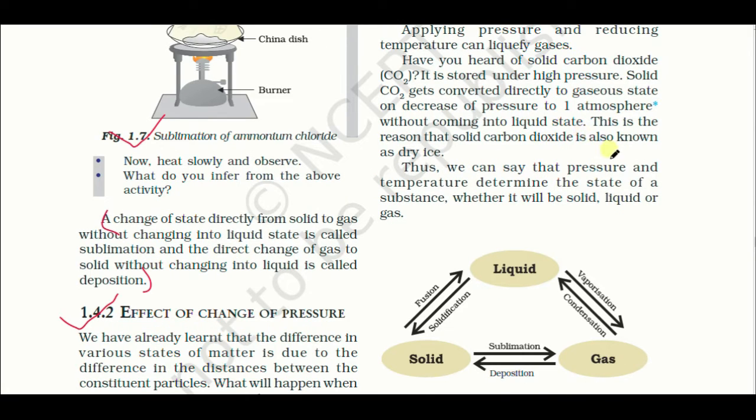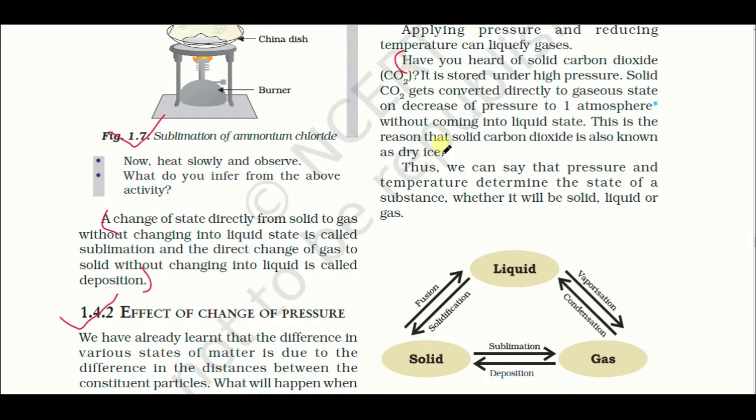Clear? This is the reason that solid carbon dioxide is also known as dry ice. Why is it called dry? Let me explain. Ice is white in color, and solid carbon dioxide is also white. If we increase the temperature, the ice at first undergoes the liquid state, then the gaseous state. So ice wets the substance, but in case of dry ice, that means solid carbon dioxide, it directly undergoes the gaseous state without coming into the liquid state. So it does not wet any substance. That's why it's known as dry ice.